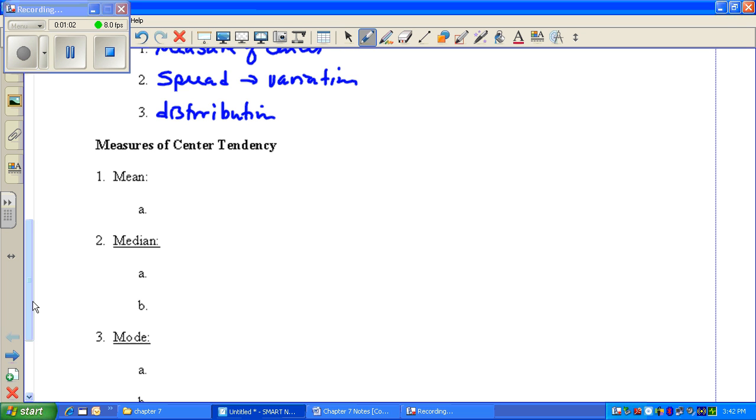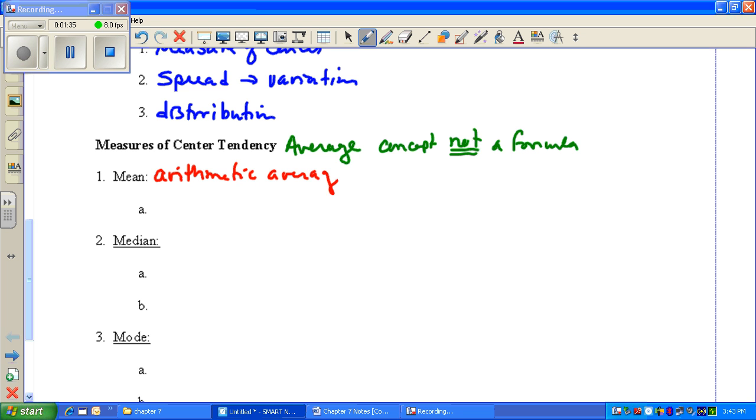Measures of center is another name for average, and I'm pretty sure you've heard of the word average. Average is a concept, not a formula. Lots of you say, okay, I'm going to find the average, and you find it by finding the sum and then dividing by how many were in the data set. When you do that, you found what average we call the mean. The mean is the arithmetic average. It means that we're going to use arithmetic to find this average.